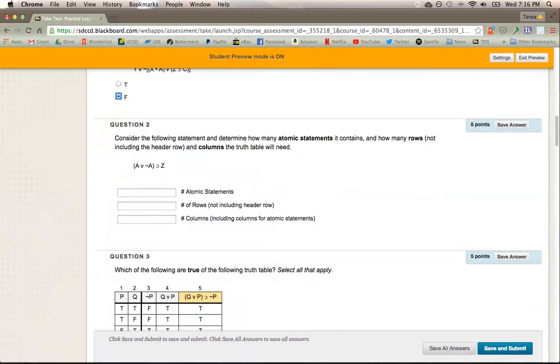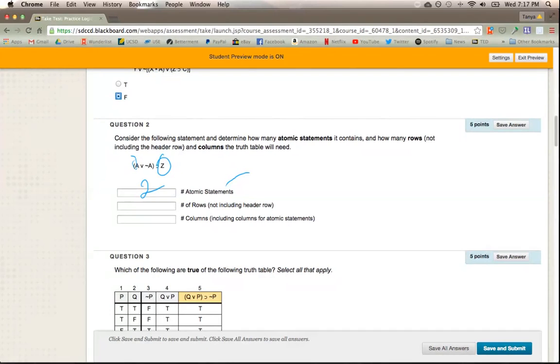Question two: consider the following statement and determine how many atomic statements it contains and how many rows, not including the header row, and columns our truth table will need. When we count atomic statements, we're just counting how many different letters there are. A and not A are not both atomic statements. A is an atomic statement. Not A is the negation of A, which means it is compound. So A and Z are the only atomic statements here, so this is going to be two.